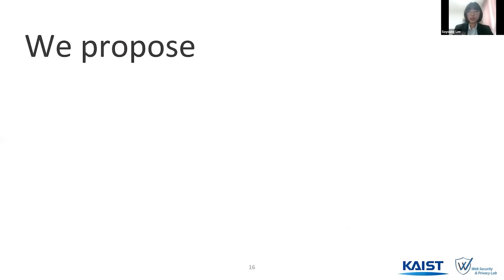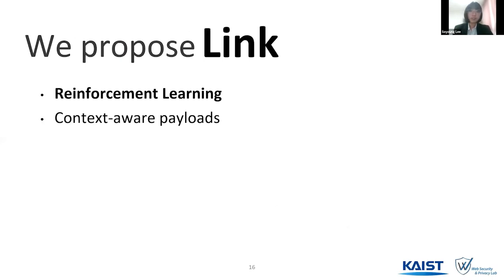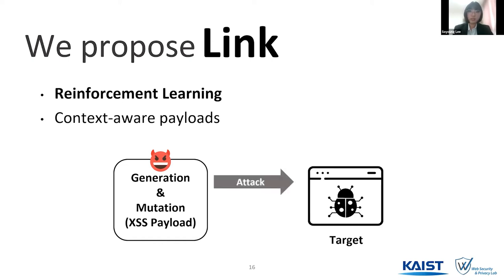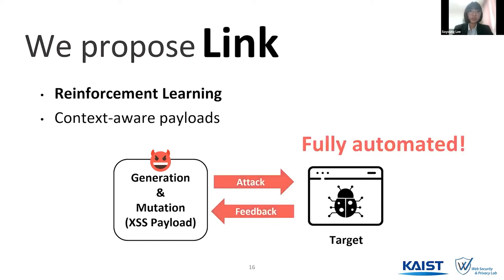To address this problem, we propose Link. Link leverages reinforcement learning to generate context-aware payloads. Link uses generation and mutation rules for generating cross-site scripting attack payloads. After trying each generated payload, Link leverages feedback from a target application for generating context-aware payloads automatically.